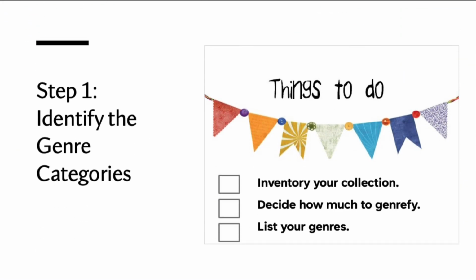So for this first phase of the genreification process, there are really 3 main tasks. Inventory your collection, decide how much to genreify, and list your genres. Once you've done this, you're ready to start the physical reorganization.